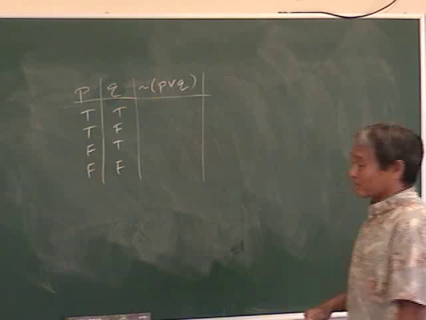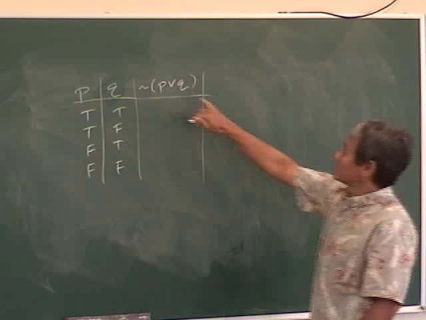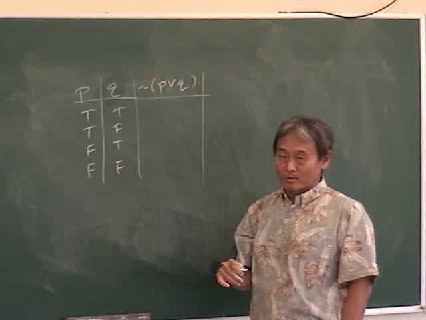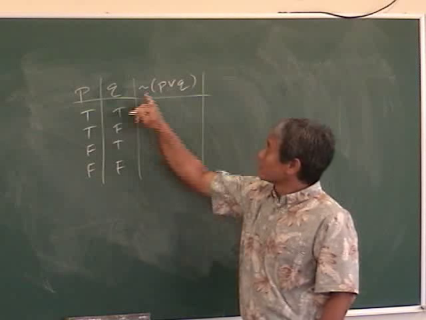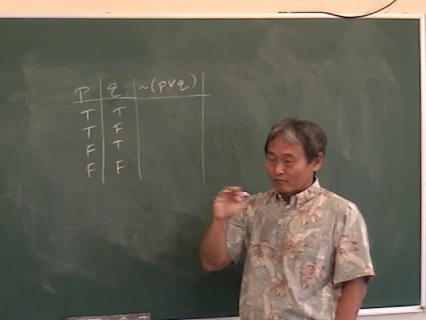Now, some of these are so easy you can just do it in your head, right? Because we know P or Q is what? What is P or Q? True, true, true, false. So if you negate it, you're going to get false, false, false, true.